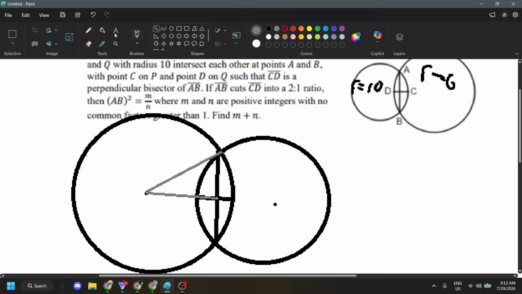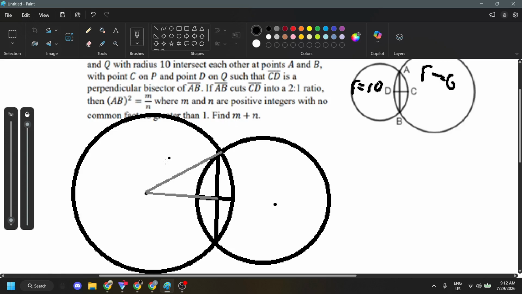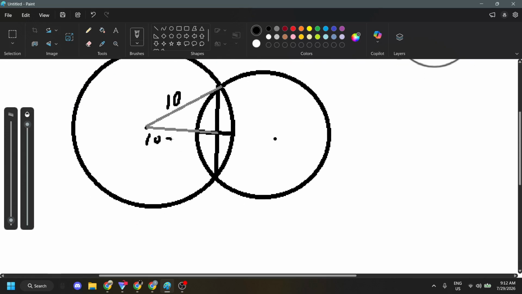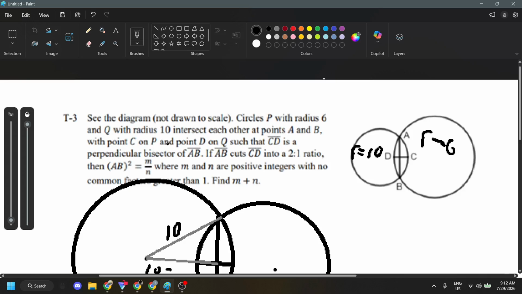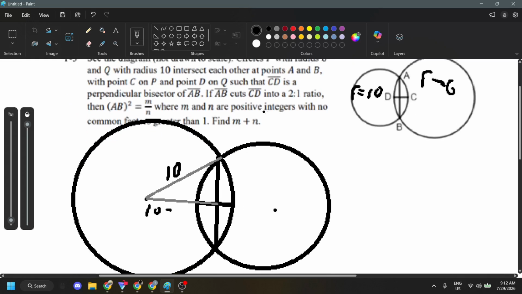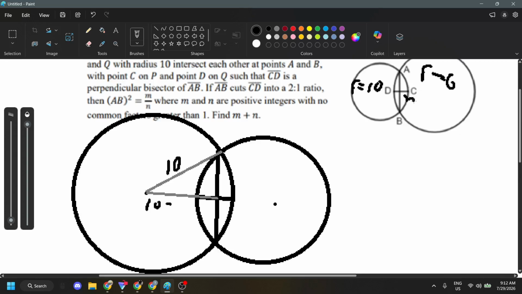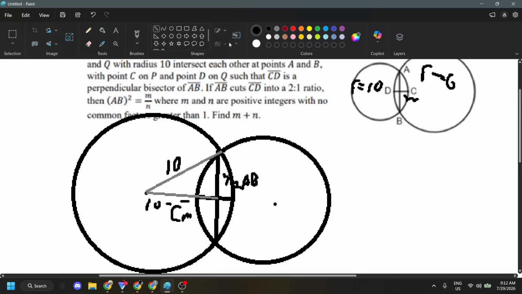Okay. So we know this here is equal to 10. This is equal to 10 minus, what's the center point? Let's call this M. 10 minus CM. And then this is 1/2 AB. Then we can do the same thing here.